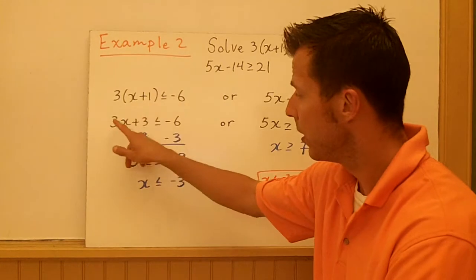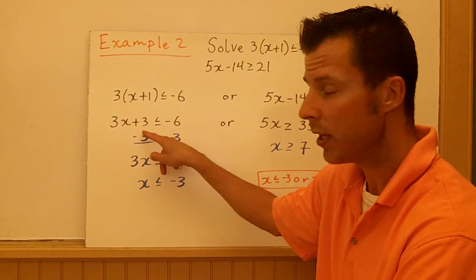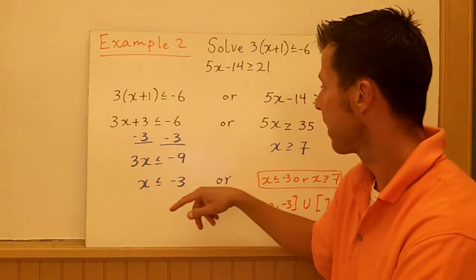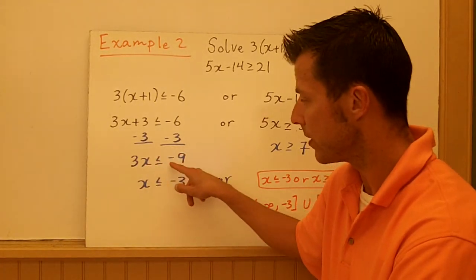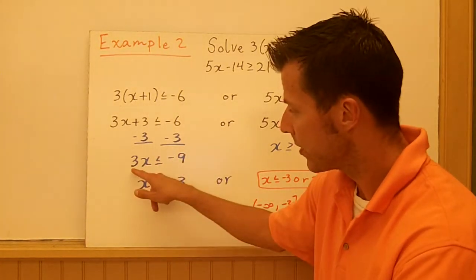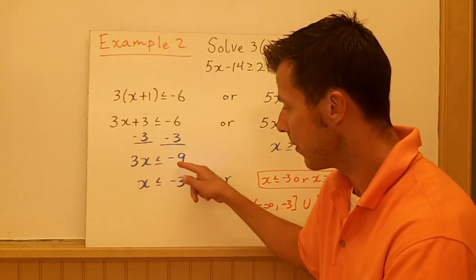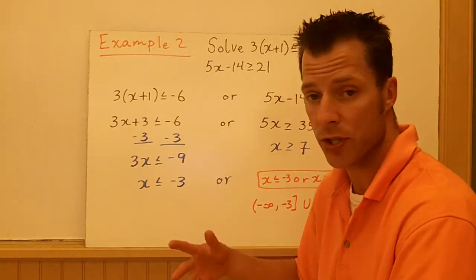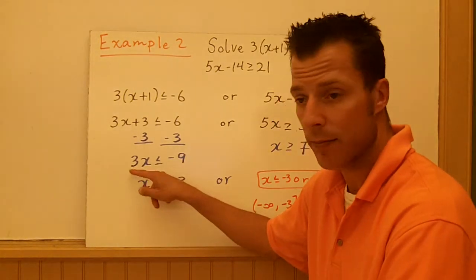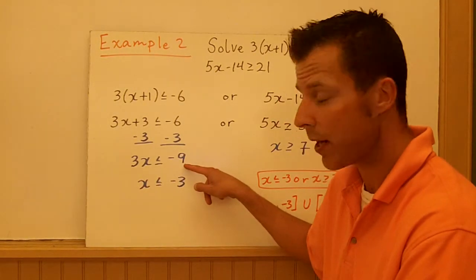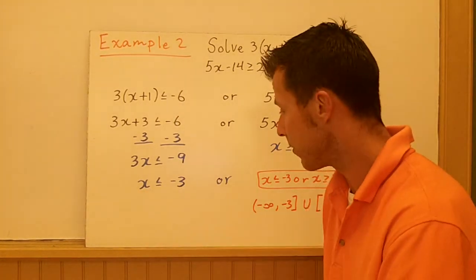First here I distribute 3 groups of x plus 1, 3 times x, 3 times 1 is 3, less than or equal to negative 6. I subtract 3 from both sides, and I'm left with 3x is less than or equal to negative 9. Be aware, notice how the coefficient here is positive, so the inequality won't change. Some mistakes happen when kids see this negative number and they switch the sign. You only have to switch the sign when you divide or multiply by a negative number. In this case, we're dividing by 3, which is positive. The inequality stays, so it's x is less than or equal to negative 3.